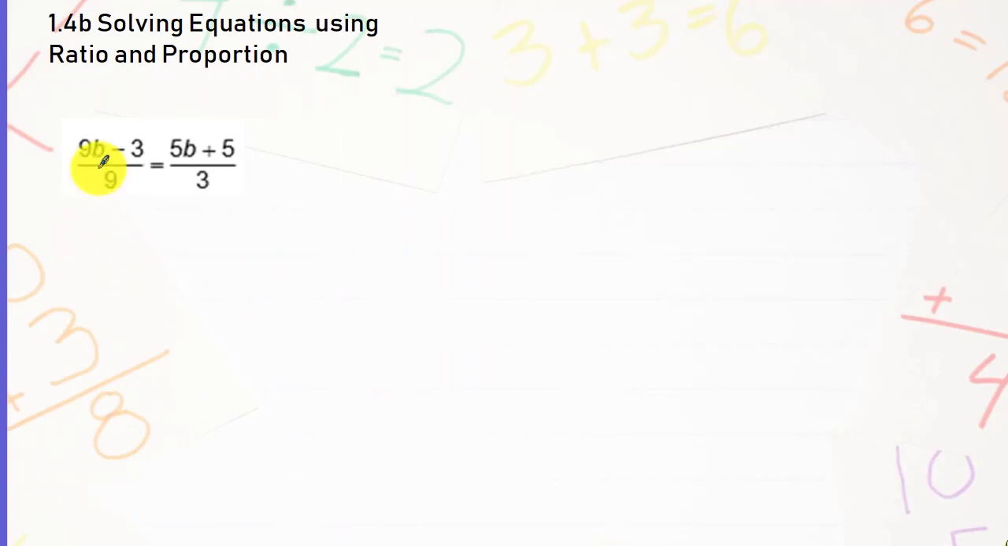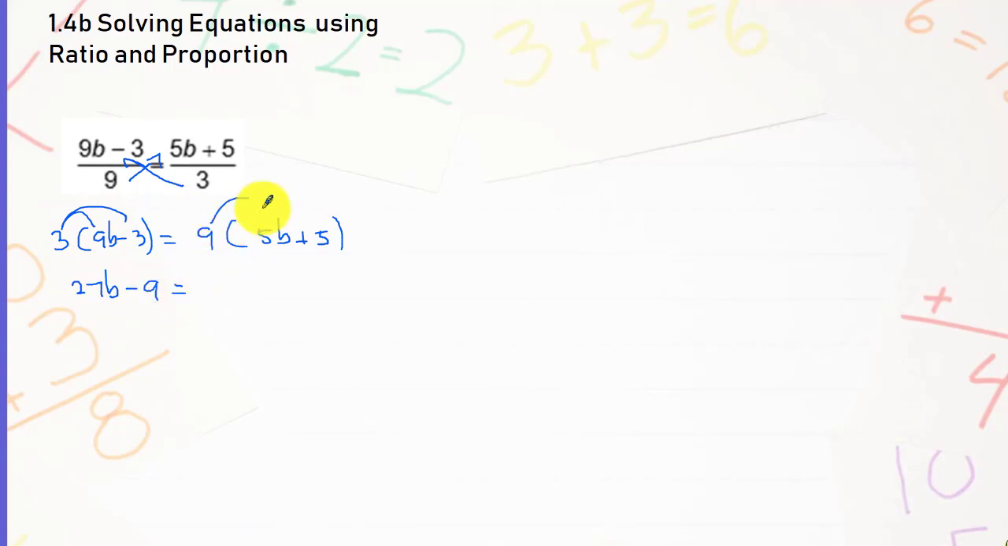Third example. Okay, I can use proportion again to solve this equation. So multiply your 5b plus 5 by 9, and then multiply your 9b minus 3 by 3. So 3 times this. Distribute. I will have here 27b minus 9. This one is 45b plus 45.